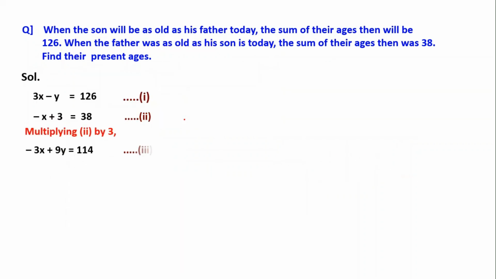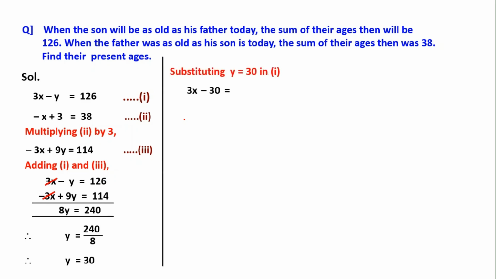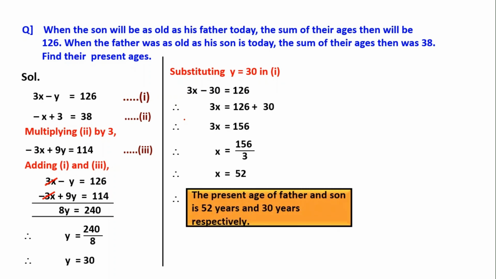Solve equations 1 and 2 and we'll get the values of x and y. Here x gets cancelled, so 8y is equal to 240, y is equal to 30. Substitute the value of y in equation 1: 3x minus 30 is equal to 126, 3x is equal to 126 plus 30, x is equal to 156 by 3, then x is equal to 52. The present ages of the father and son are 52 years and 30 years respectively.